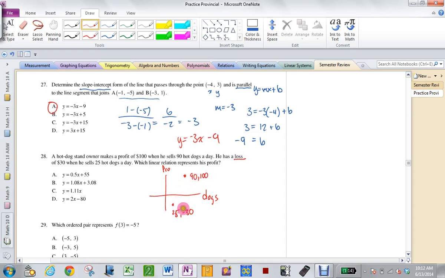x, y, x, y. Then all I would need is my slope, and I can put it into the proper form. So, my m is 100 minus negative 30 over 90 minus 25, which is 130 over 65, which is 2. So, I look over here and I see what has an m equals 2? Only D. So, it has to be D.